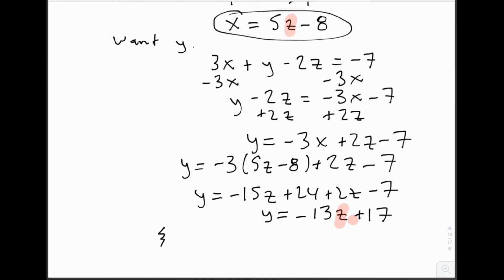So our solution set, since we turned our others into terms of z, would normally be x, y, and z, but in this case we know x is equal to a 5z minus 8. We know y is equal to a negative 13z plus 17. And last, we know, since it's all in terms of z, z is just going to go ahead and be a z. So we are good to go as far as our ordered triple here.